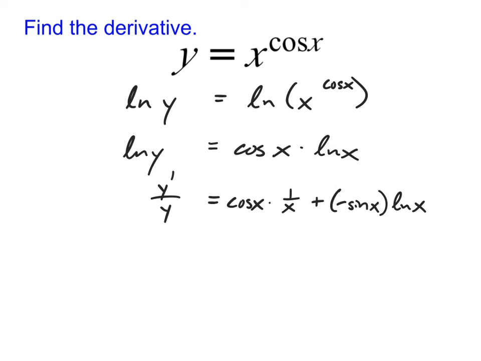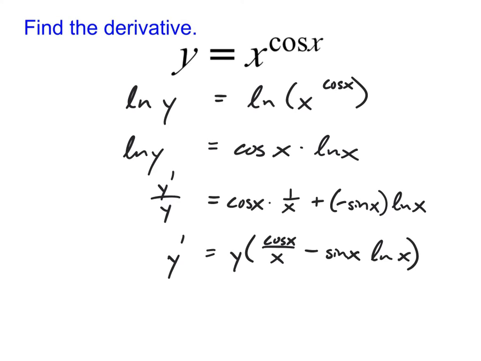And then from here, all we really have left is just clean up and tidying it any way that we can. So I'm going to go ahead and multiply both sides by y so that I have y prime by itself. And on the inside there, it looks like I can do a little bit of cleanup. Instead of cosine of x times 1 over x, I could just make that cosine of x over x. And instead of plus and negative, we can make that into a subtraction. That's about all the cleanup that we can do in there.